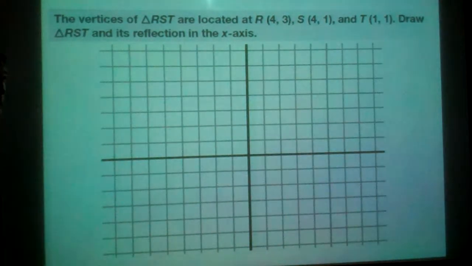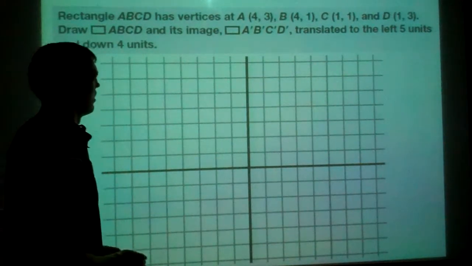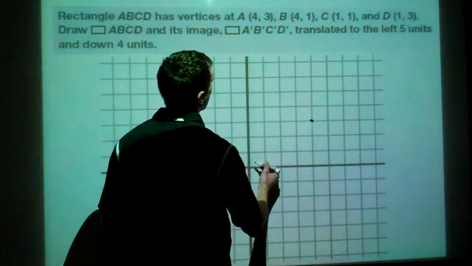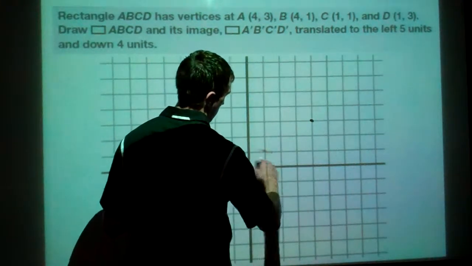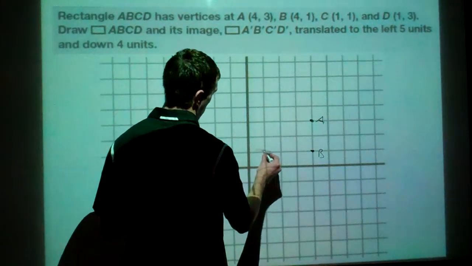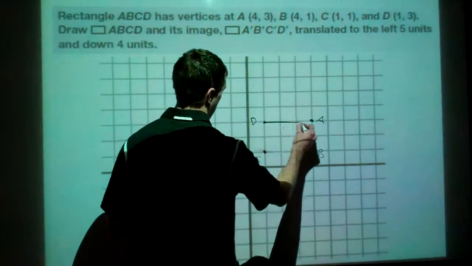Alright, let's take a look at this rectangle and what we want to do with it. Rectangle ABCD has these vertices. We want to draw it and its image translated to the left 5 units and down 4 units. So first thing we're going to do is graph it. Over 4 up 3 for A, over 4 up 1 for B. There's A, here's B, and then C is 1, 1. And D is over 1 up 3. So here is our rectangle.